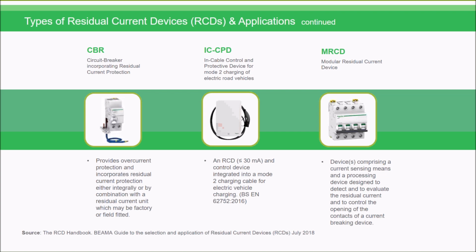And then we've got the modular residual current device at the end. And this is a device comprising of current sensing means and a processing device designed to detect and evaluate the residual current and to open and control the opening of the contact of a circuit breaking device.